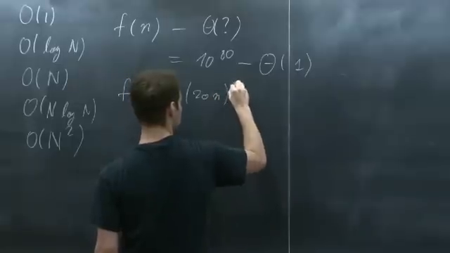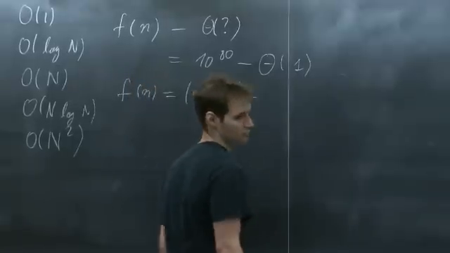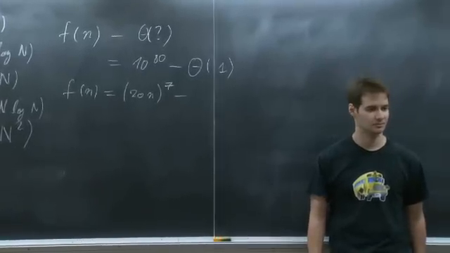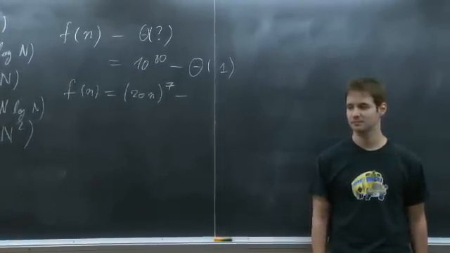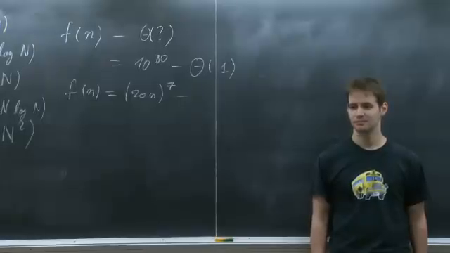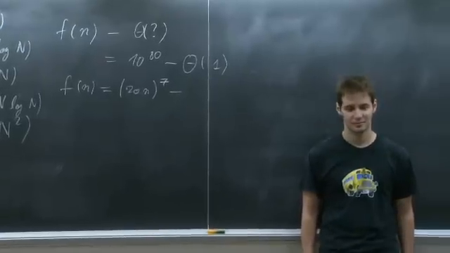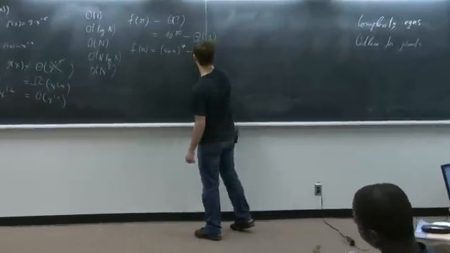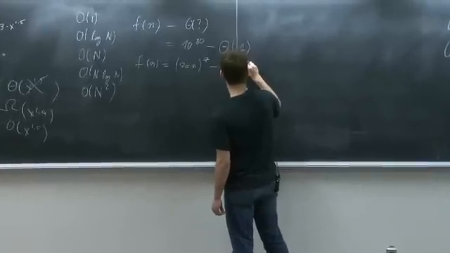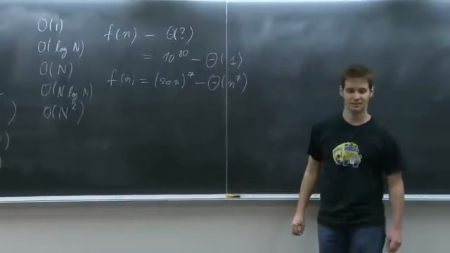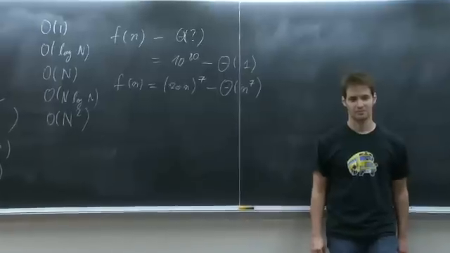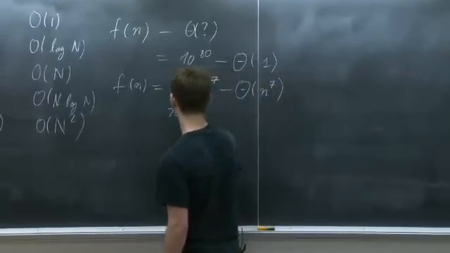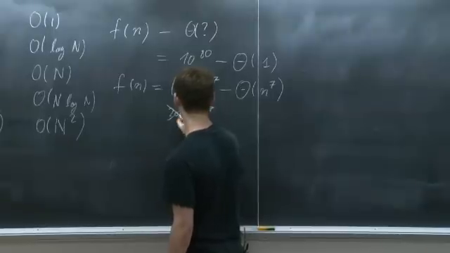20n to the power of 7. What's this in asymptotic notation and why? Yes? Order of n to the 7. Okay, thank you. Why is that? Because if you distribute the exponent 7, 20 to the 7 is just a constant. Excellent. 20 to the 7 times n to the 7. This is a constant, so it goes away.